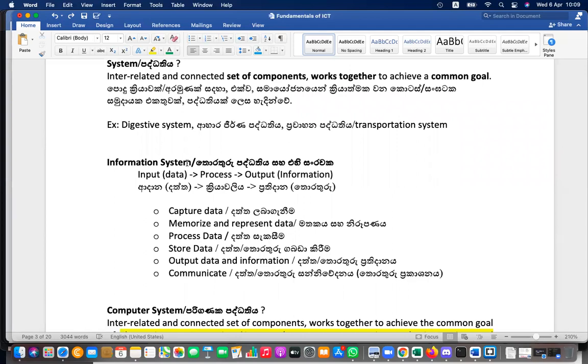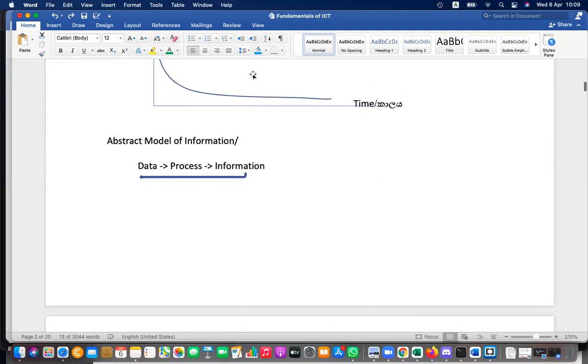Okay, then you need to know what will happen to this data, and also you need to know the basic term of system. Without displaying that, I would like to ask you, what is a system? What is a system? Can you hear me? Hello. Yes, sir. Okay. What is a system?